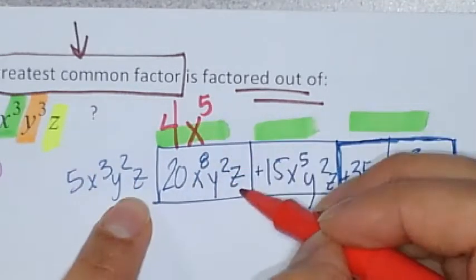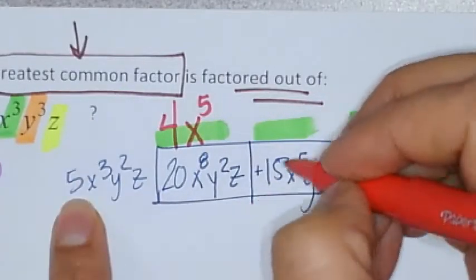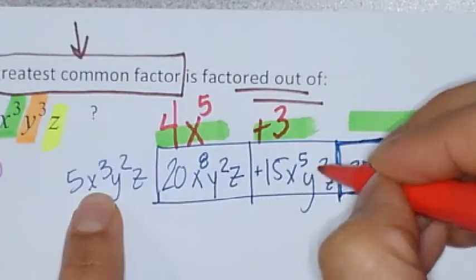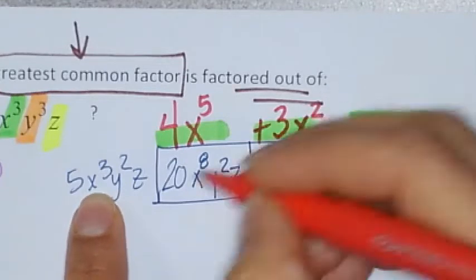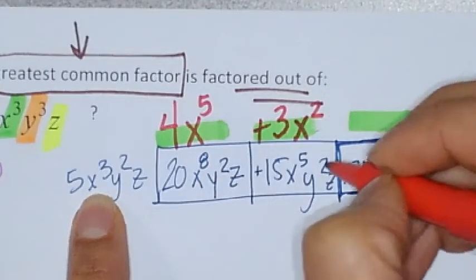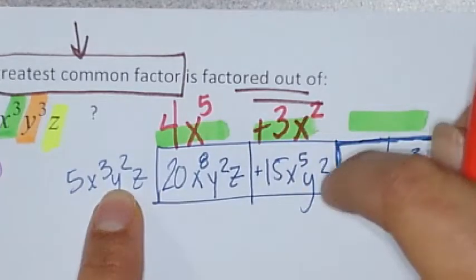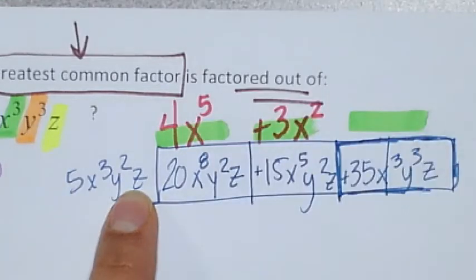Z, I already have the z, so I'm done with that one. Over here, you would do 5 times positive 3, x to the 3rd, but I need x to the 5th, so that means I need x squared here to make x to the 5th. I have y squared over here, and I need y squared, so I already have it. I'm done. I need a z, and this one already has a z, so I'm done.